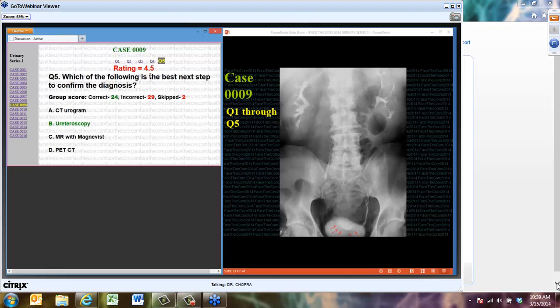Which of the following is the next best step? CT urogram is not going to give you any more information because we have already gotten it. Ureteroscopy is the thing to do for identifying those tumors and getting the biopsies. MR with Magnavist is not going to help. PET CT is not going to help. CT abdomen and pelvis with contrast will be needed at some point when you start staging that cancer, but not at this point because the diagnosis is pretty clear to you, and all you need to do is to confirm it.